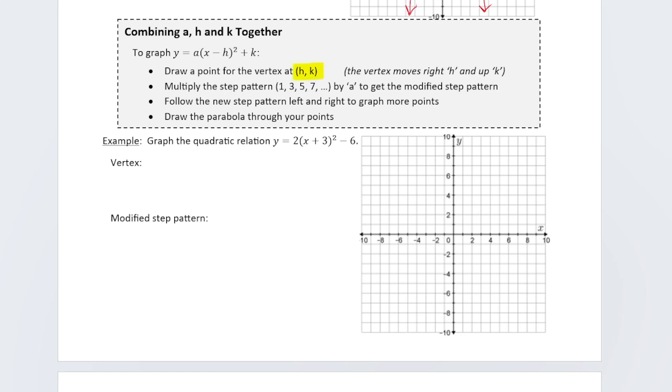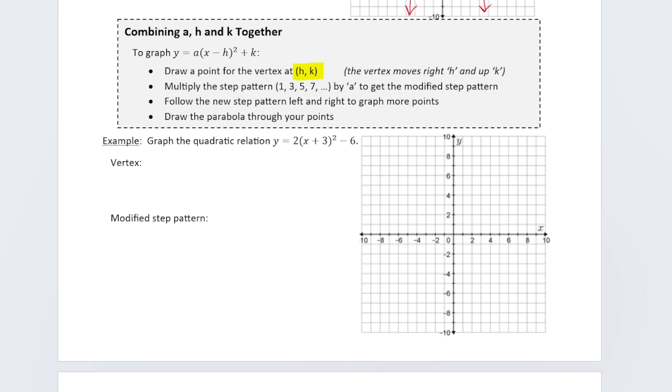Since h moves our graph horizontally from the basic. So the normal y equals x squared has a vertex of 0, 0. This modified one is going to move it to the right h spots. So we have to change our x value of the vertex by h. The k value moves it vertically. So I have to change the y coordinate of the vertex by k. So that's all those two do. All h and k do is change the vertex.